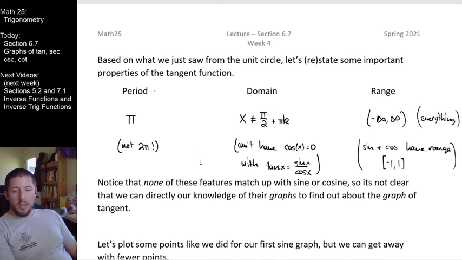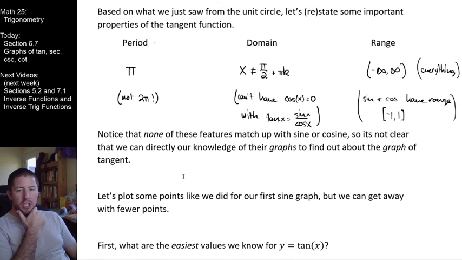So what we're saying here, and I mean, notice none of these features match up with sine and cosine. Sine and cosine have their full domain. You can plug in anything. Not true of tangent. Sine and cosine have a period of 2 pi. Tangent has a period of pi. Sine and cosine have a range of negative 1 to 1. It's what you get out from it. Tangent can get out anything right there. So tangent doesn't have a lot in common directly with sine and cosine, even though it's made by sine divided by cosine. A lot of its important properties don't quite match up.